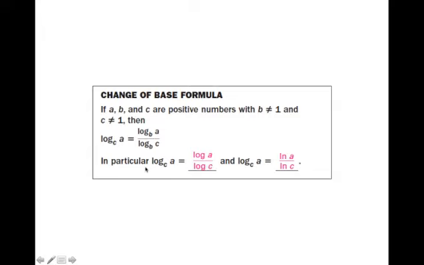In particular, the ones we really care about are that log base c of a is equal to common log of a over common log of c. Or if you prefer to use natural logarithms, you can use natural log of a over natural log of c. So big number goes on top, little number stays on bottom. And you just have to be consistent. You can use common logs on top and bottom, or natural logs on top and bottom.